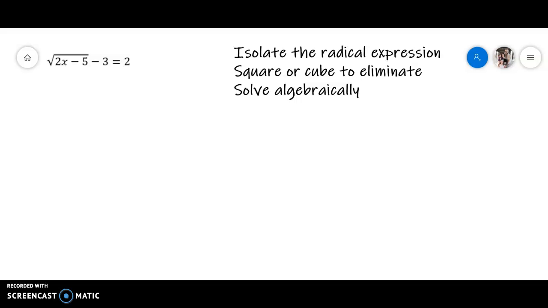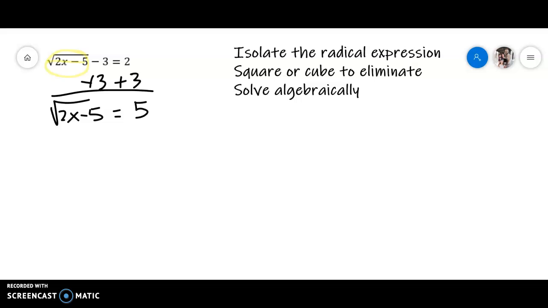So I'm going to start off with the square root of 2x minus 5, minus 3, is equal to 2. Now my radical expression here is the square root of 2x minus 5, right? So I got to get that thing by itself, and that's the key thing. Now you'll notice that we have this negative 3, so I'm going to add 3 to both sides. When I do that, this side's going to be the square root of 2x minus 5, and this side is going to give me 2 plus 3, which is 5. So now I've got this expression where I have my radical equal to a number. So I've isolated the radical expression.